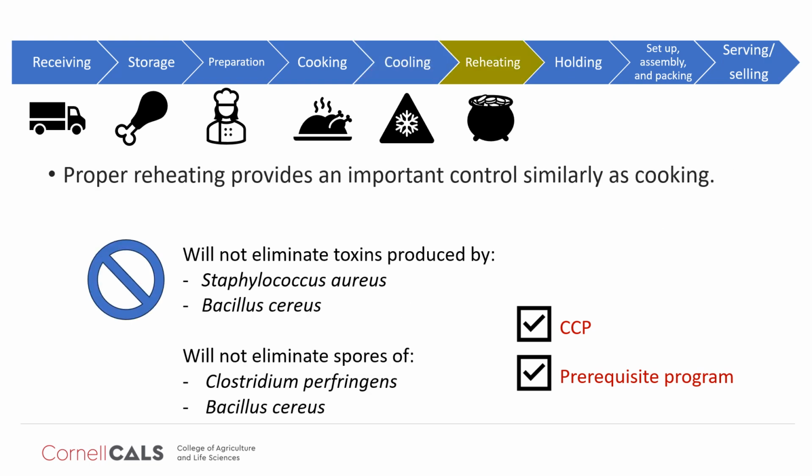Proper reheating provides, similarly to cooking, important control of vegetative pathogens and some of their toxins, but will not eliminate spore formers and some of the other toxins. Having this step as a CCP is just as reasonable as having the cook step as a CCP. But consideration needs to be made when this step is implemented as a CCP. For example, even a proper reheating of foods will not control some of the hazards if the food was not properly cooled or stored before the reheating step.